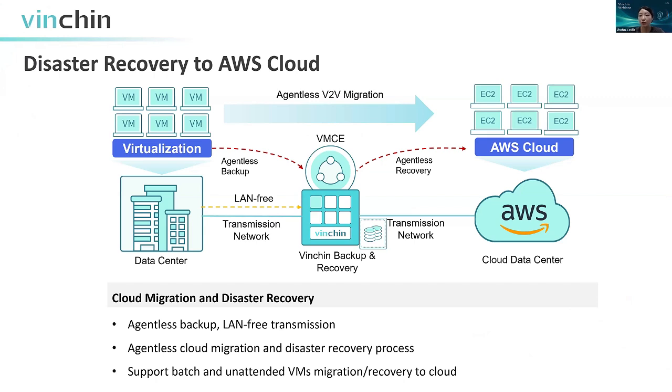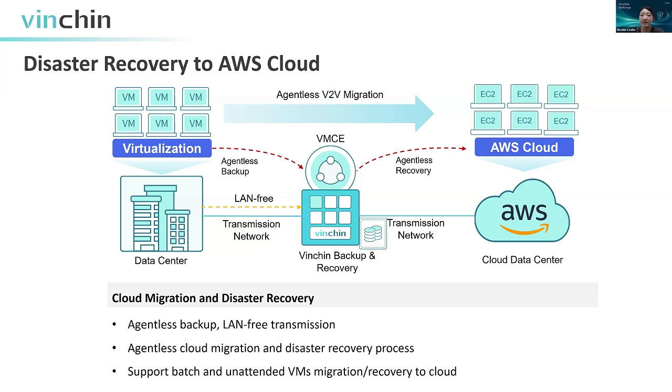First, you can perform the agentless virtual machine backup jobs, and you can do it in batches in just one job. And we support LAN-free backup transmission during this process. So with this, it will not affect your production area during the backup and migration process. And for the backup storage destination, you can store the backups locally, and you can directly send the backups to AWS Cloud as well.